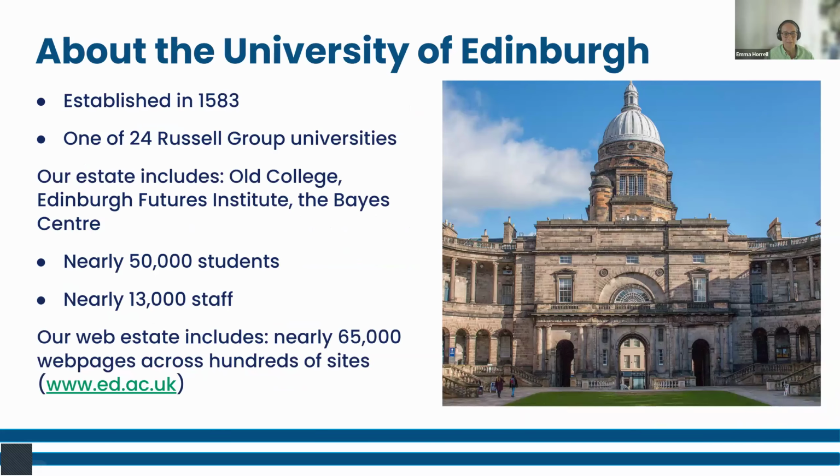All right, so the University of Edinburgh, this is where I work, and we are an old traditional university in the best possible way. We are one of 24 so-called Russell Group universities in the UK, which is a kind of prestigious badge that we're proud of. And if you Google the University of Edinburgh, you'll probably find pictures like this one, a beautiful old college. And we also have more modern institutes such as the Edinburgh Futures Institute and the Bayes Centre.